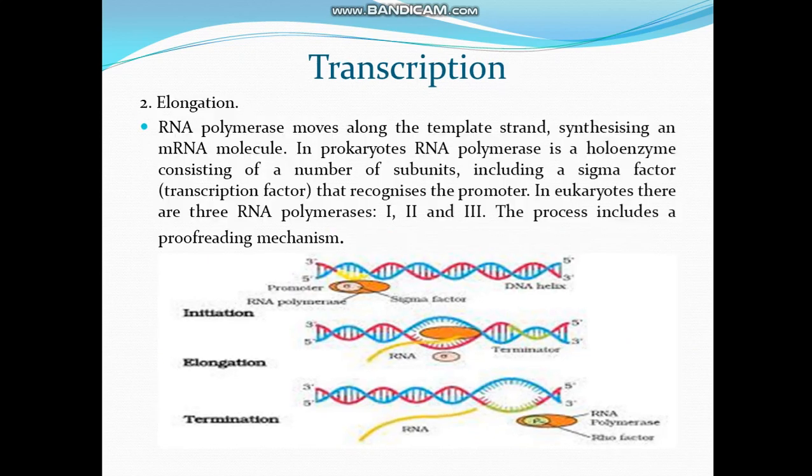The next step is the elongation. RNA polymerase moves along the template strand, synthesizing an mRNA molecule. In prokaryotes, RNA polymerase is a holoenzyme consisting of a number of subunits, including a sigma factor that recognizes the promoter. In eukaryotes, there are three RNA polymerases, 1, 2, and 3. The process includes a proofreading mechanism.